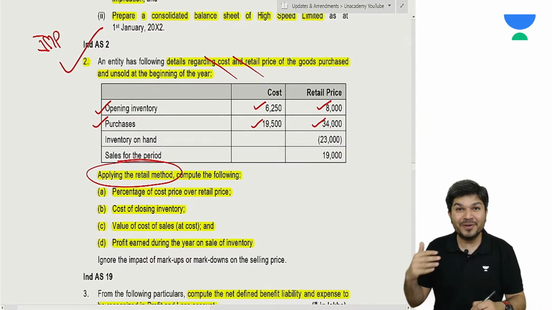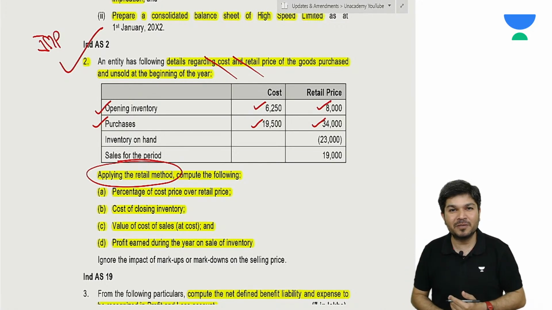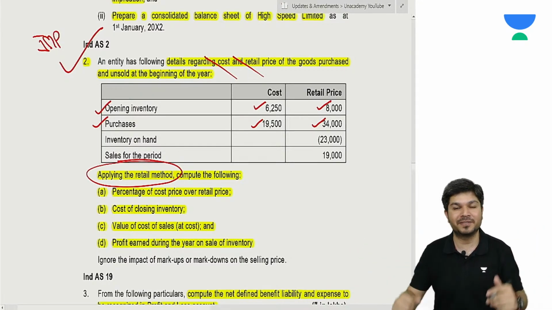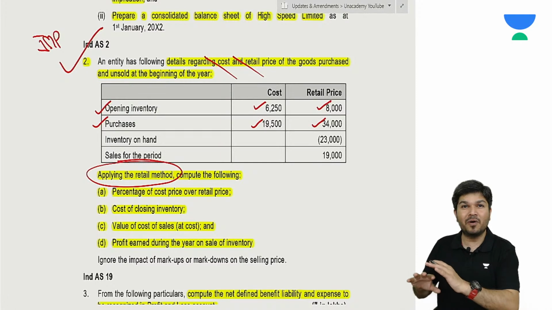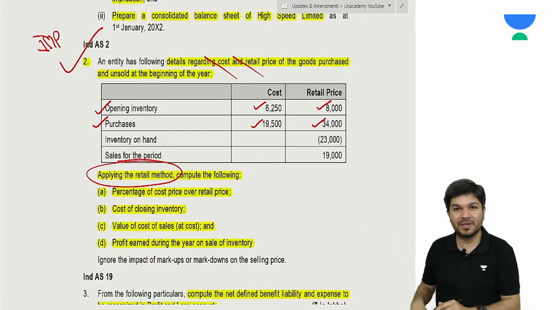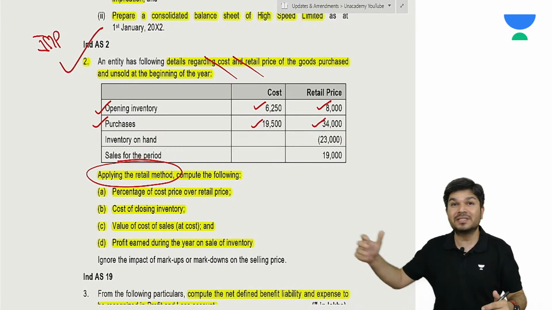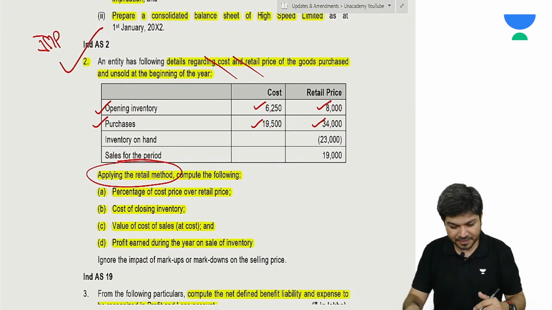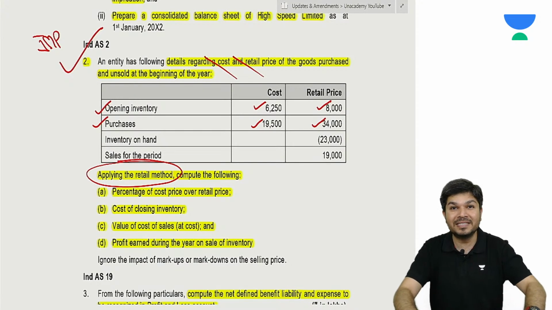Inventory. Under your Ind AS 2, the retail price method is used when an entity has a large number of items with a similar margin. Remember, large number of items with a similar margin. How can you find the cost of inventory? Lot of items are there, finding cost is difficult. So you know the selling price of everyone. Deduct the margin out of it. That is the retail method. Compute what? Percentage of cost price over the retail price.